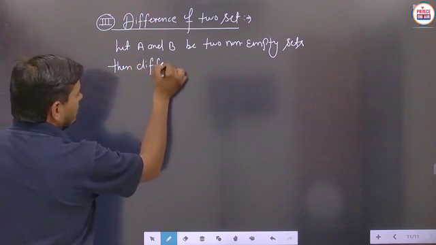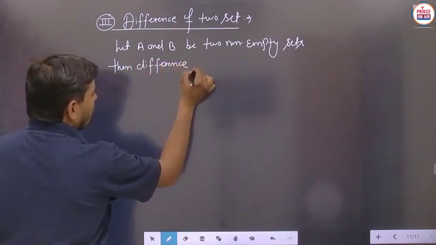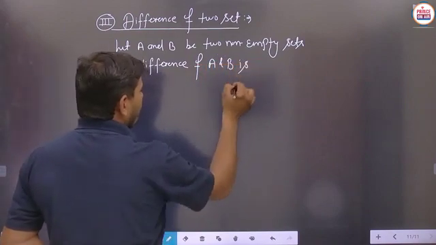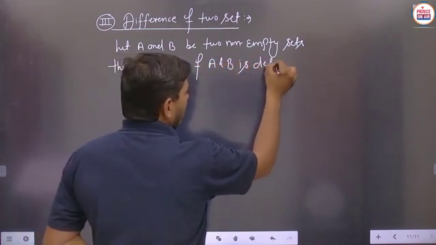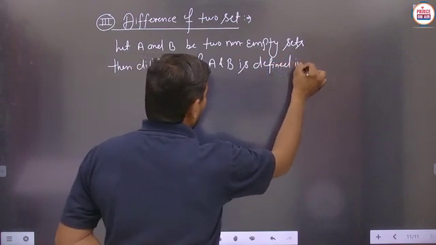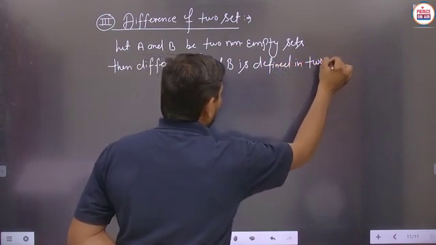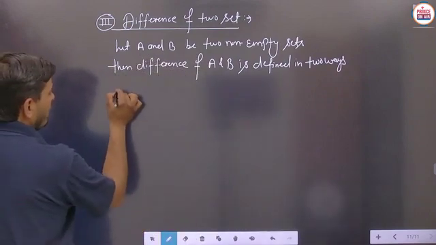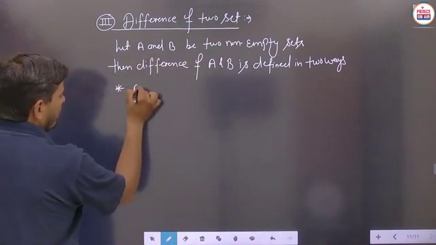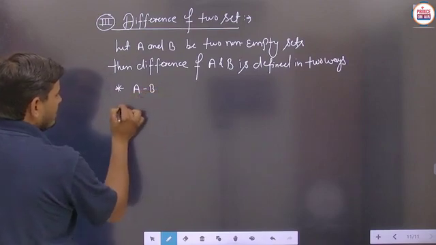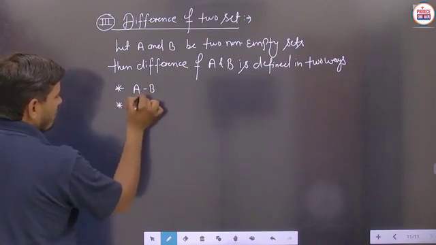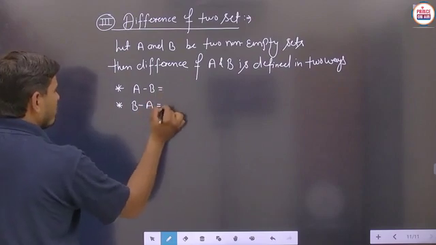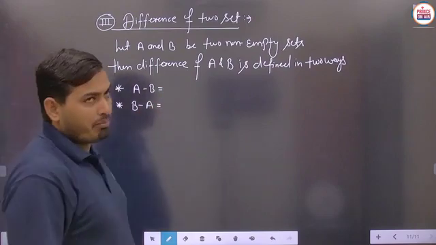Then the difference of A and B is defined in two ways. The very first way of defining it is A minus B, and the second way of defining it is B minus A. Either you can write the difference of two sets as A minus B or B minus A.